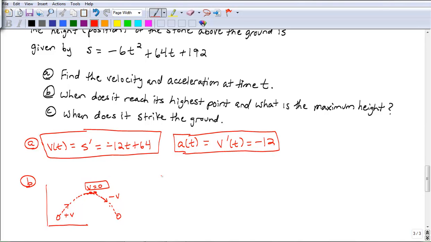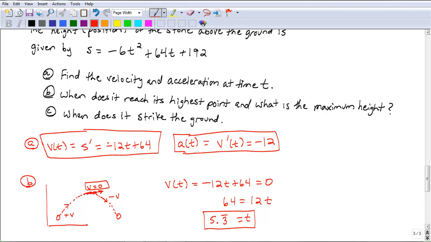So to answer part B, to figure out where it reaches its highest point, I take the velocity and set it equal to 0, because at the highest point, the rock is turning around, and so the velocity stops. And so I get 64 equals 12t, and 64 divided by 12 is 5 1/3. So the stone reaches its highest point at 5 1/3 seconds, if that was the time unit. To find out when a rock reaches its highest point, set the velocity equal to 0.